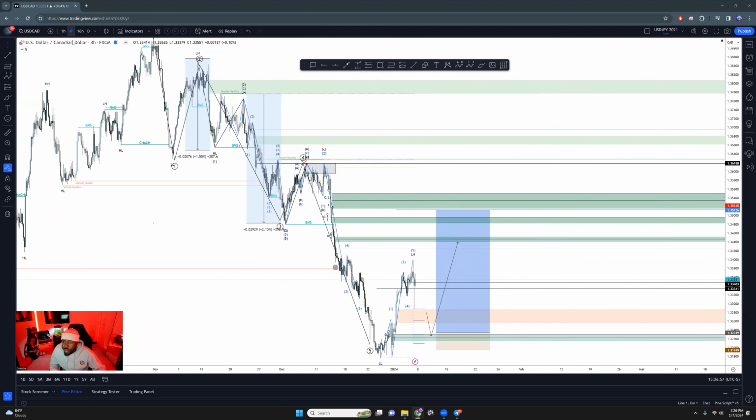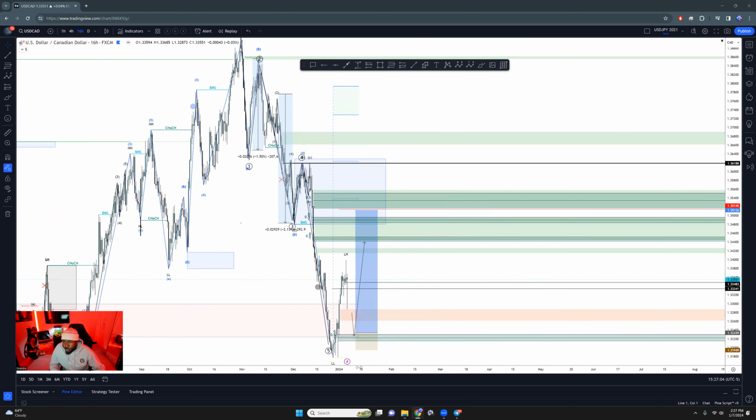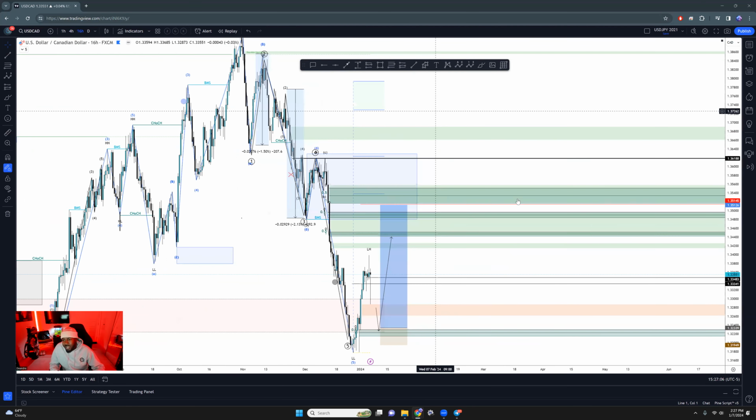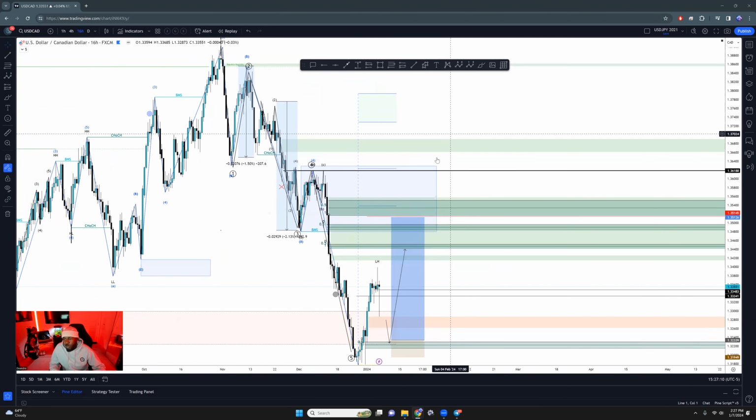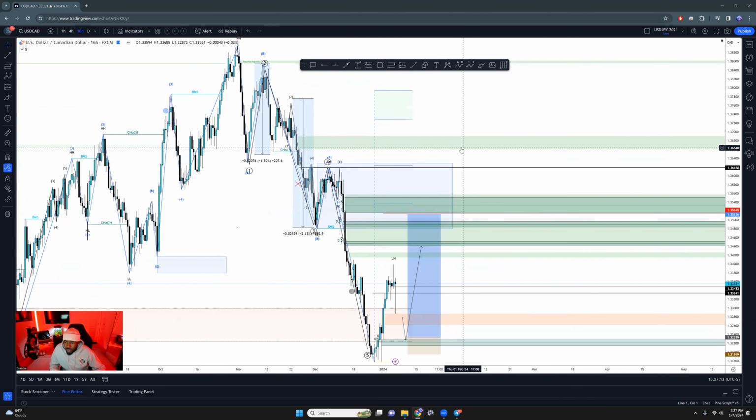So this is what I'm seeing on USDCAD for this week: upside, and then we'll be looking for further downside. The 4-hour looks really good. I'm going to briefly show y'all the 16-hour time frame and the daily time frame as well, so y'all can get all perspectives, and then we'll pretty much wrap up.